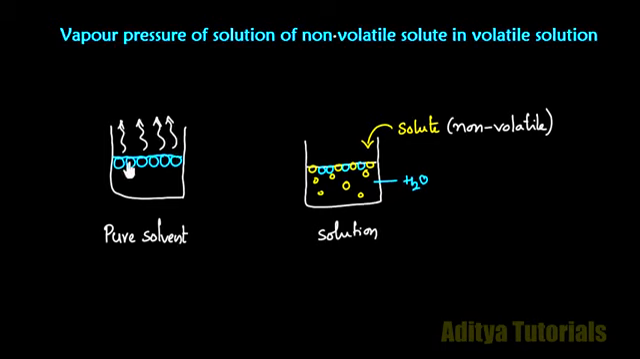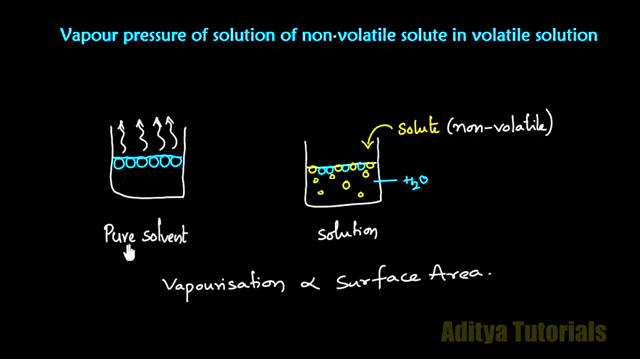Okay, so evaporation depends upon the surface area. I'm going to write here vaporization is directly proportional to surface area. So now assume that in the case of pure solvent, there is a large surface area for the pure solvent to evaporate, and because of that, after the evaporation we get more water molecules in the vapor phase. The reason is they have more surface area in the pure solvent, and therefore there is more vaporization.